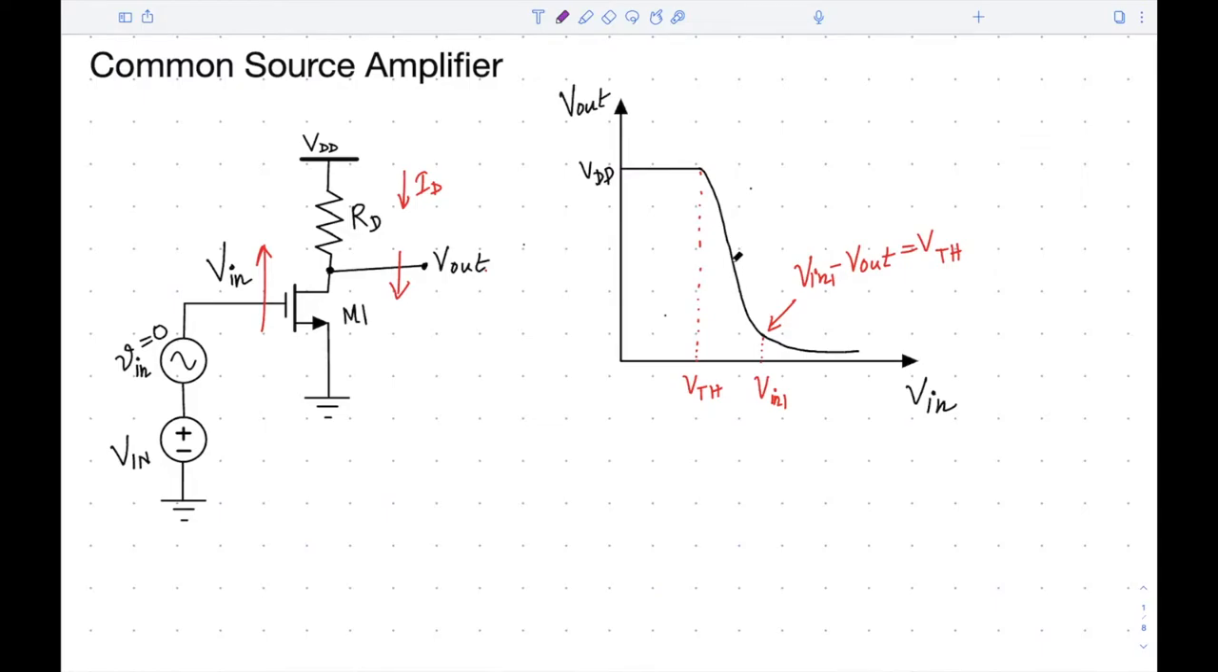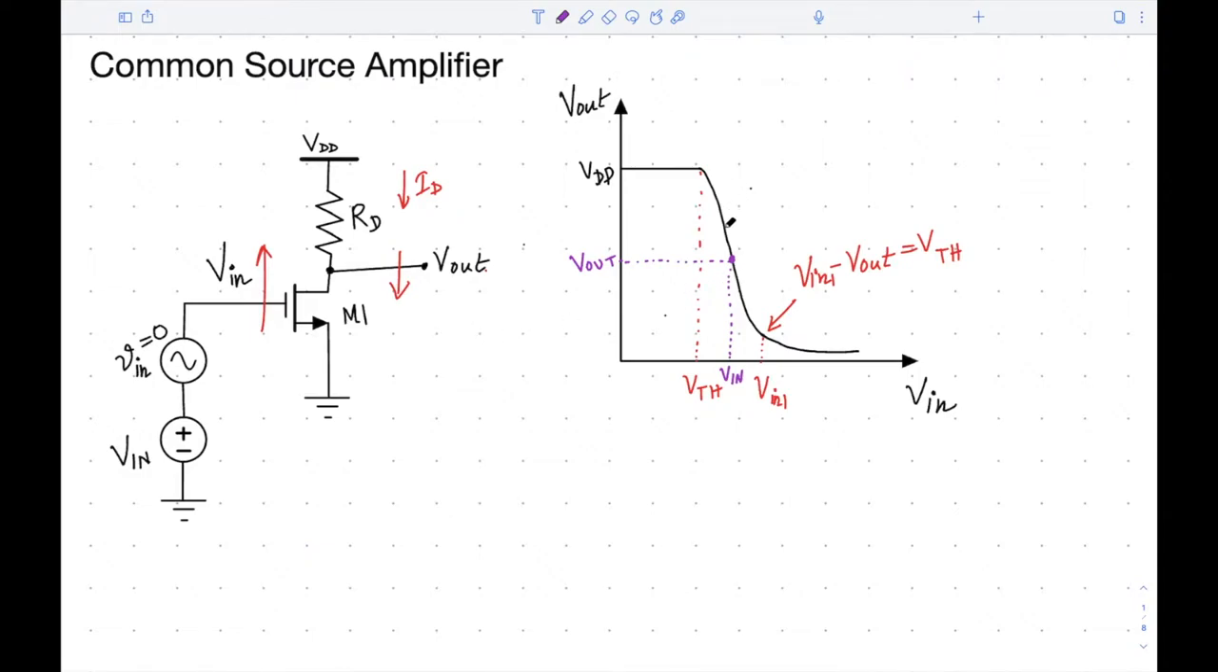Now see, if I bias my transistor maybe at this point, let's call it Vin, the voltage that I have biased, and of course there will be a corresponding Vout. So at this point I can use this configuration as an amplifier. So this is the common source amplifier.